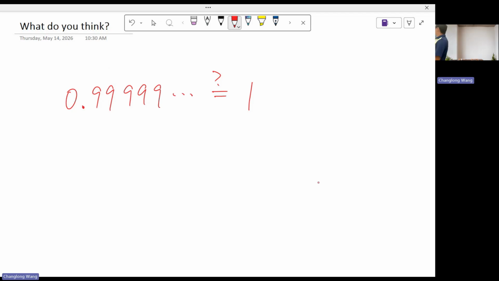But there's something I want you to first think about and tell me your thoughts. So here, 0.99 repeating, right? It's an infinitesimal. Do you think that's the same as 1? Raise your hand if you think they are the same. No one.